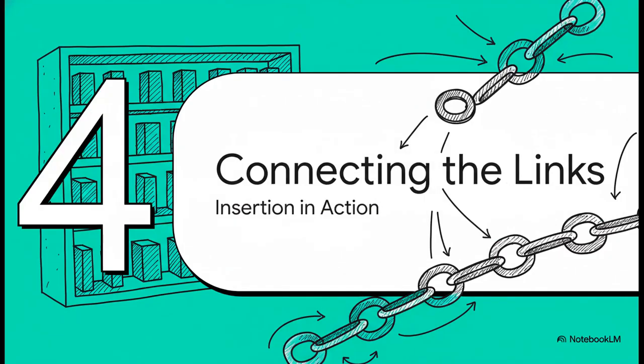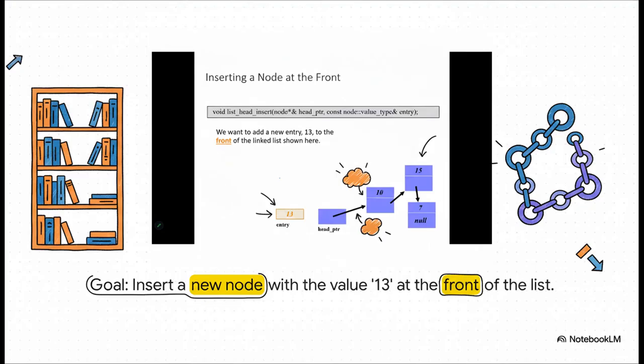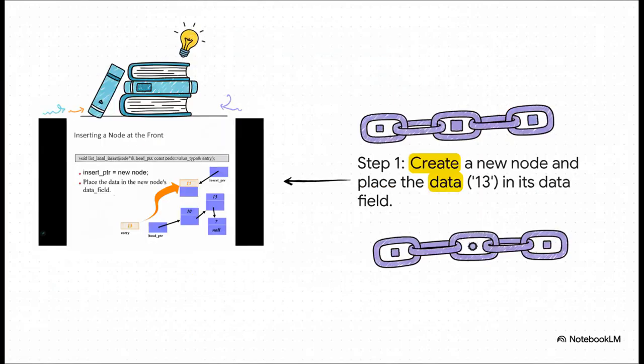So that's the theory. But how does this whole scavenger hunt idea actually solve our massive shifting problem? Well, let's just watch it happen. It's actually pretty cool. So here's our existing list, a little chain of numbers. We've got 10, which points to 15, which points to 7. Pretty simple. And our mission is to add the number 13 right at the very front. Step 1, we just create a brand new node and pop our data, the number 13, inside of it. Right now, it's just kind of floating out there in memory, totally on its own, not connected to anything.